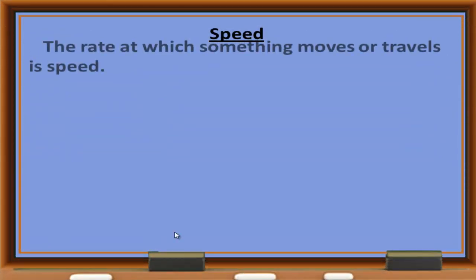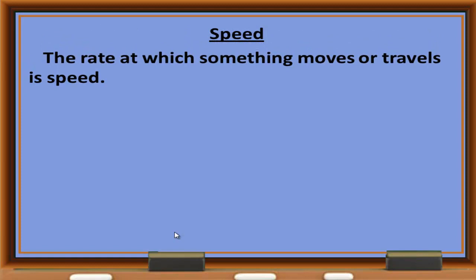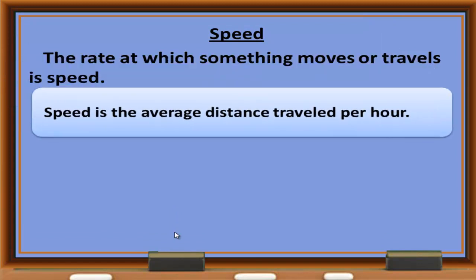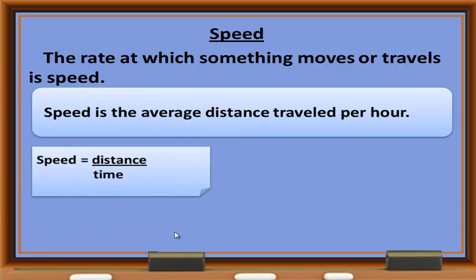Speed. The rate at which something moves or travels is speed. Speed is the average distance traveled per hour, distance over time. Speed is equal to distance over time. That is the formula for speed.